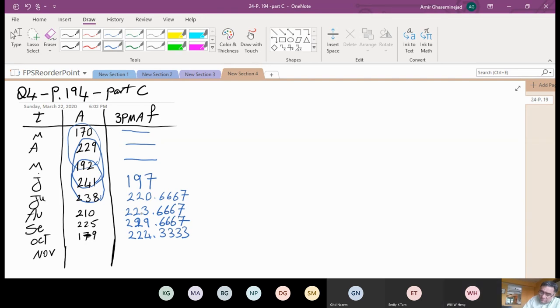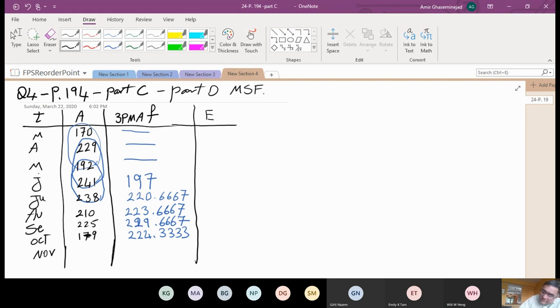So basically, we see that there is an error for every forecast that we do. Like any other forecast, the forecast based on three-period moving average is not perfect. It has error. Now part D is asking us to use mean squared error to compare the two methods, two-period moving average and three-period moving average, and make a decision as an operations manager which method of forecasting we will use.